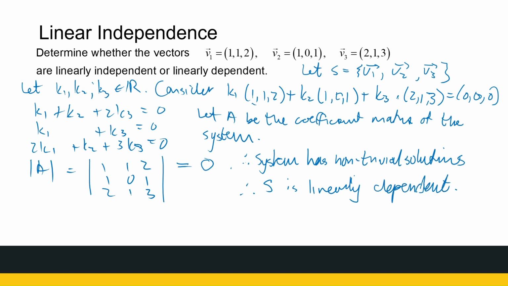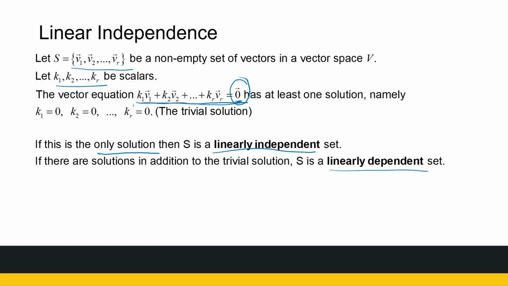So that's the process we're going to follow. We're going to look at the vectors, measure it against the definition of linear dependence and independence, meaning look at solutions to this vector equation. If it has only the trivial solution, then the set is linearly independent. If it's got other solutions, non-trivial solutions, the set is linearly dependent.